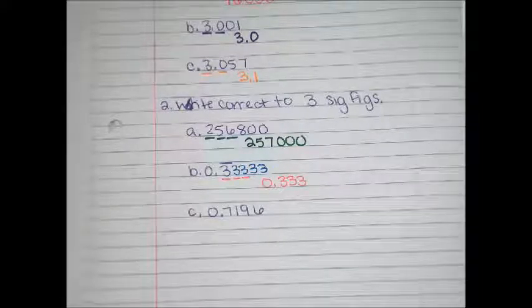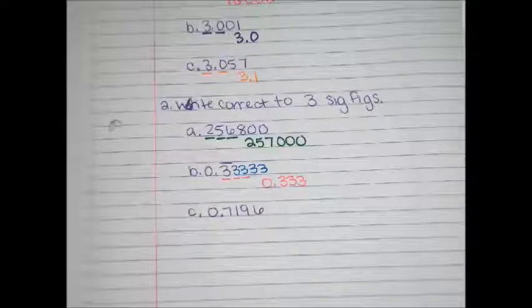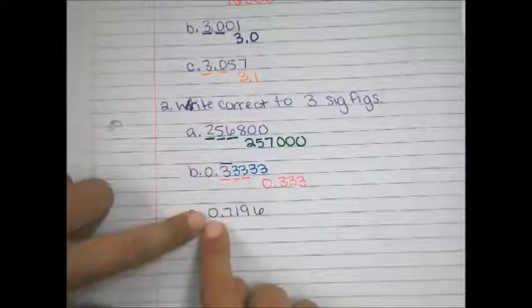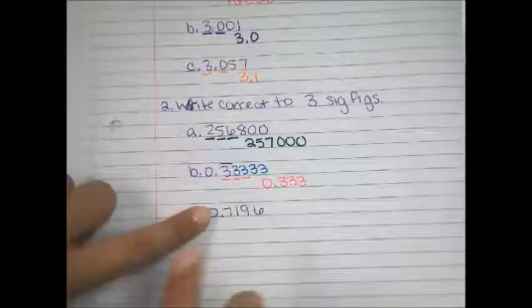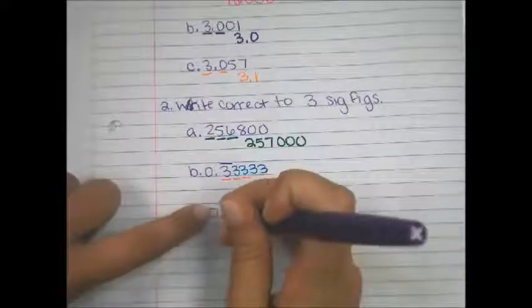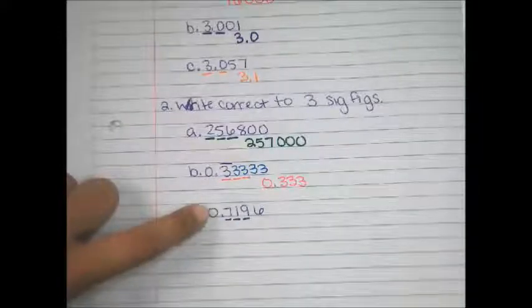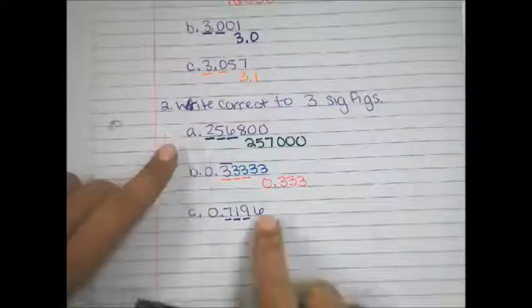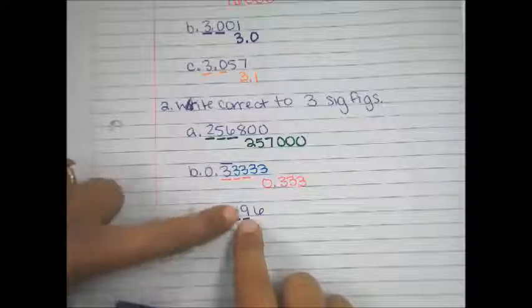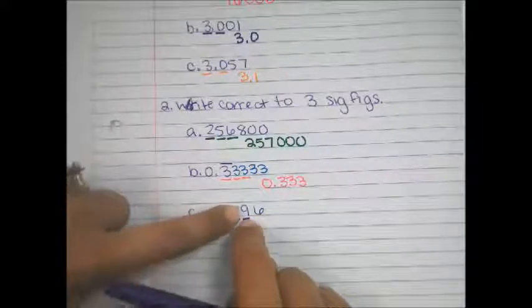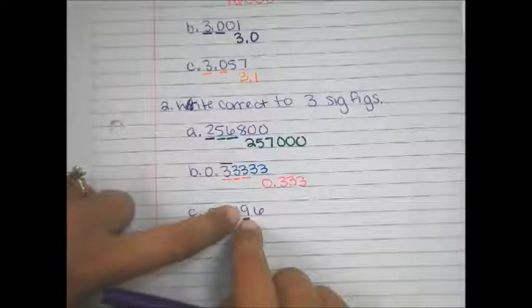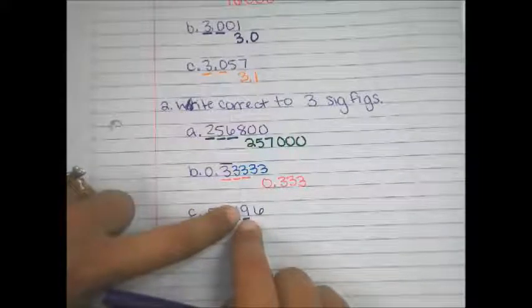All right, last question here, question C, 0.7196. This has 4 significant figures. The 0 doesn't count. 1, 2, 3, 4 of them right here. We want to round to 3. And this one's a little tricky because of this 6. We think, okay, does this number need to be rounded up? There's the 6, so the answer is yes. What do you round 9 up to? Well, it gets rounded up to 10, right?